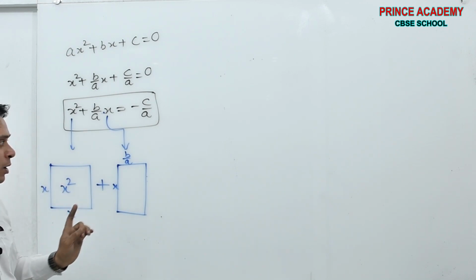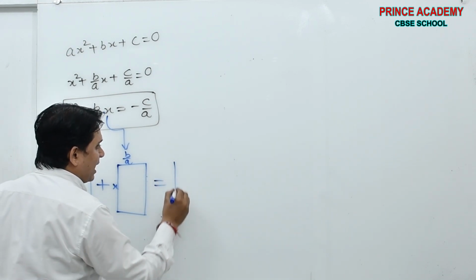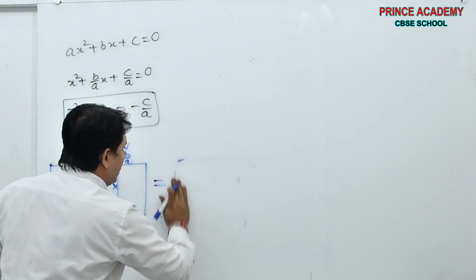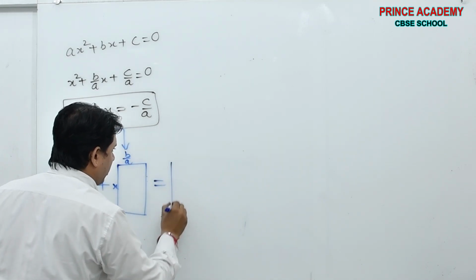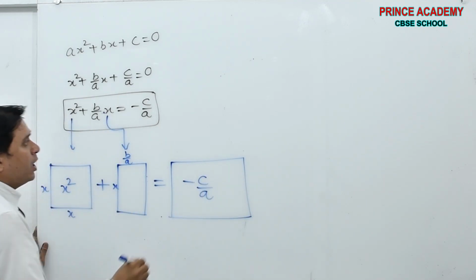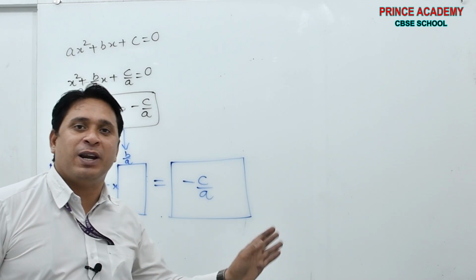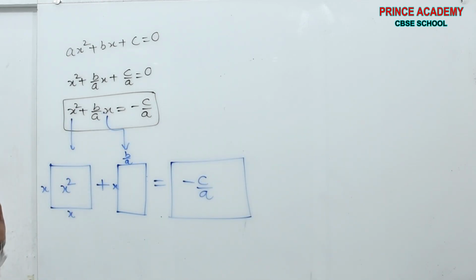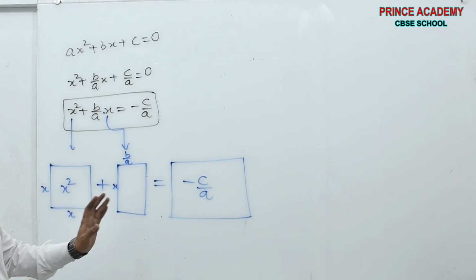Okay. Now, what is here? Here is the rectangle. Whatever kind of rectangle, do not worry. And its area is minus c by a. Do not worry. This minus c will not create any problem for you at all. Okay. Then now see, what will be the next step?